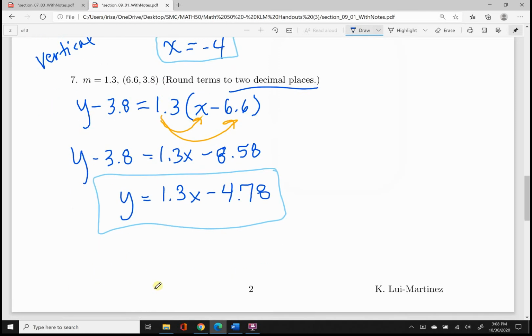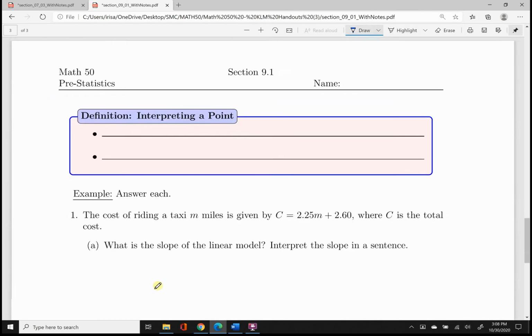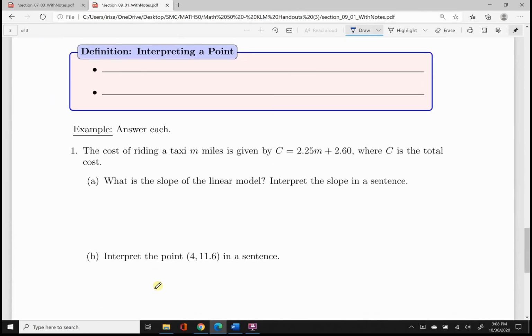All right, let's see what's next. All right, let's interpret a point. Now a point is going to be, it's an ordered pair, right? So we could put that ordered pair, which often comes in the form of x, y, but could use different letters.